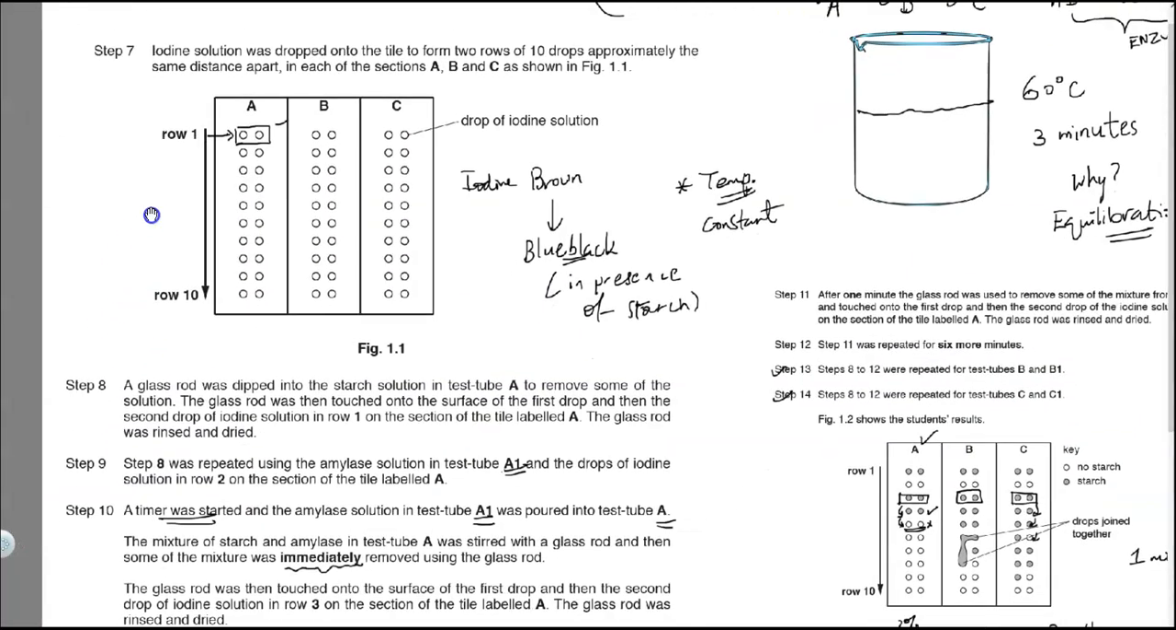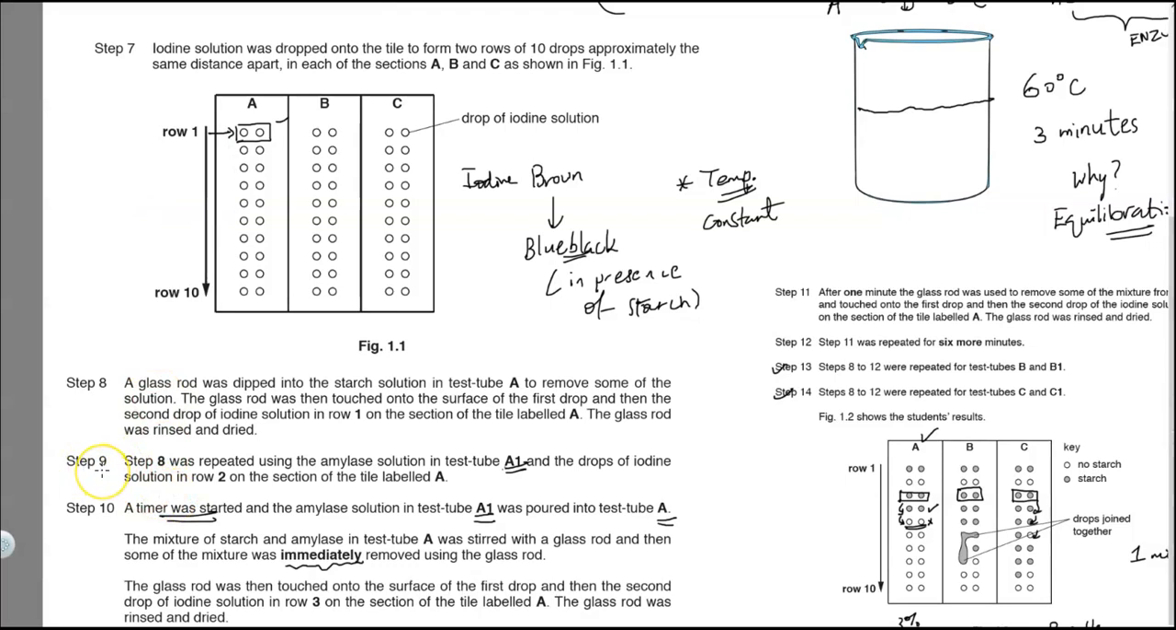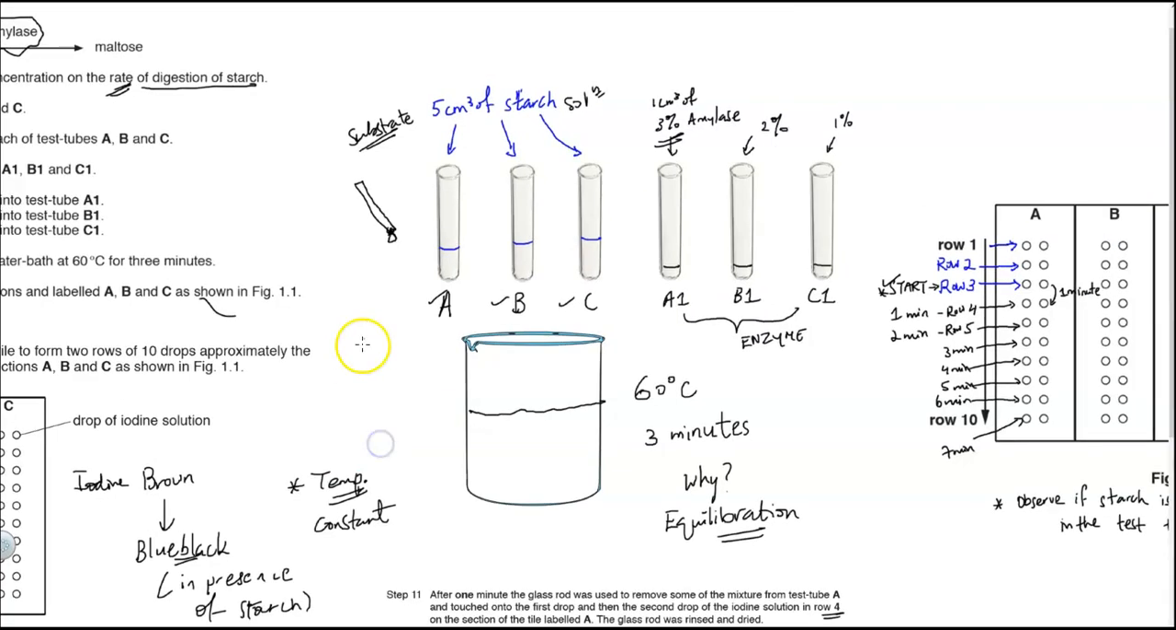Then we do that. So one time here and you touch the glass rod a second time here. You should get blue-black. Step 9 is basically telling you to do the same thing now. So take that glass rod, rinse it, wash it, and dip that glass rod in test tube A1 this time. Now remind yourself, A1 has the enzyme amylase, 3% amylase. So dip the glass rod in it, and then this time place it on row 2.